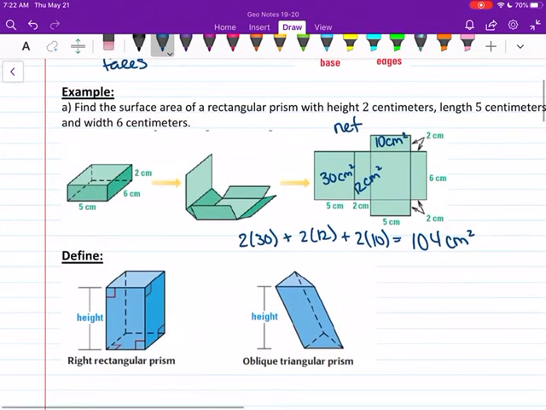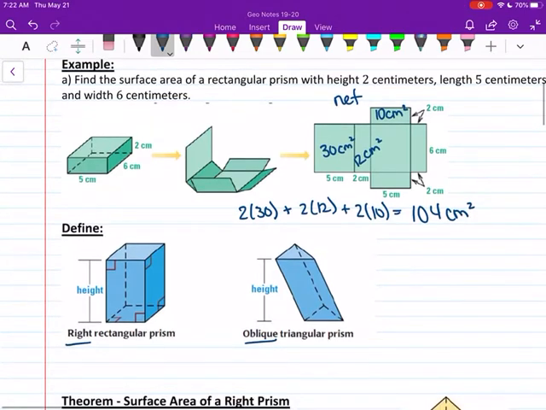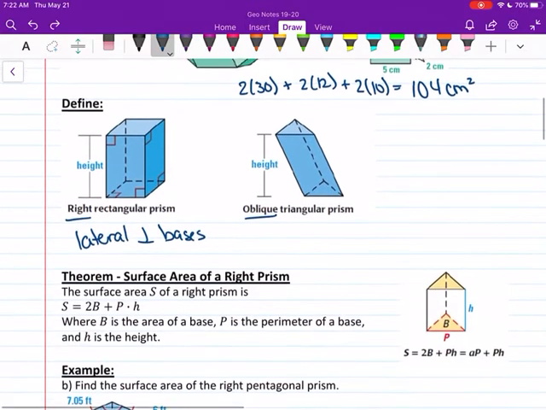Okay, the next thing we want to talk about is right prisms versus oblique prisms. So in right prisms, my lateral sides are going to be perpendicular to my bases. And in my oblique prisms, that is not the case. It's kind of like rectangles versus non-right parallelograms, okay? So my oblique prisms are going to be like right prisms in a windstorm.